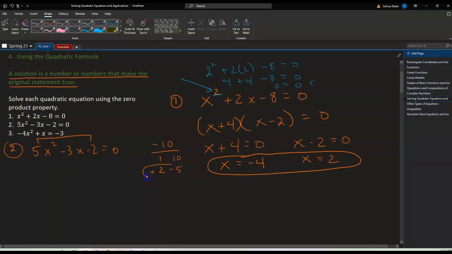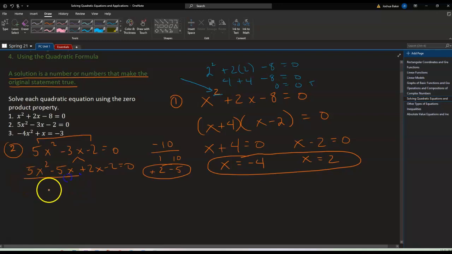So it will be a positive 2 and a negative 5. So I'm going to separate this out. I'm going to put the 5's together, and I'm going to put the 2's together. Okay. So what we've done is we have separated out this term here. It's kind of like uncollecting like terms.